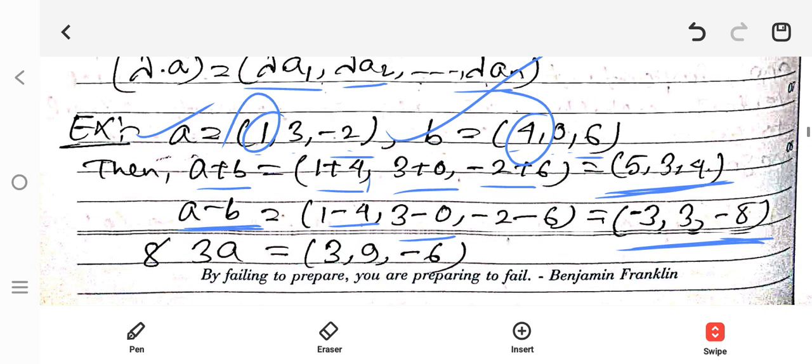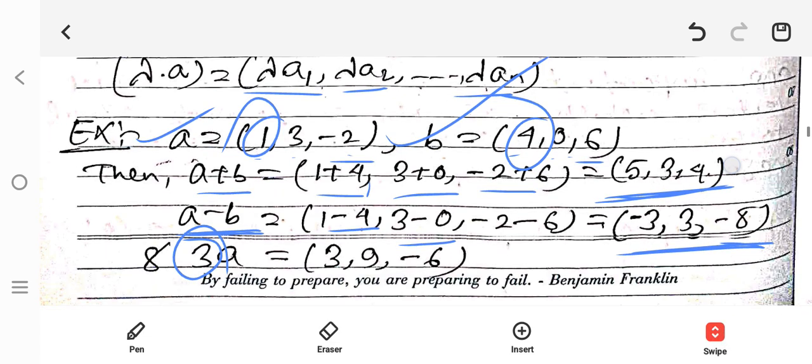And for scalar multiplication, just take 3, which is a number, so it is denoted as a scalar actually. If we multiply 3 with vector A, then all the components are multiplied by 3, right?